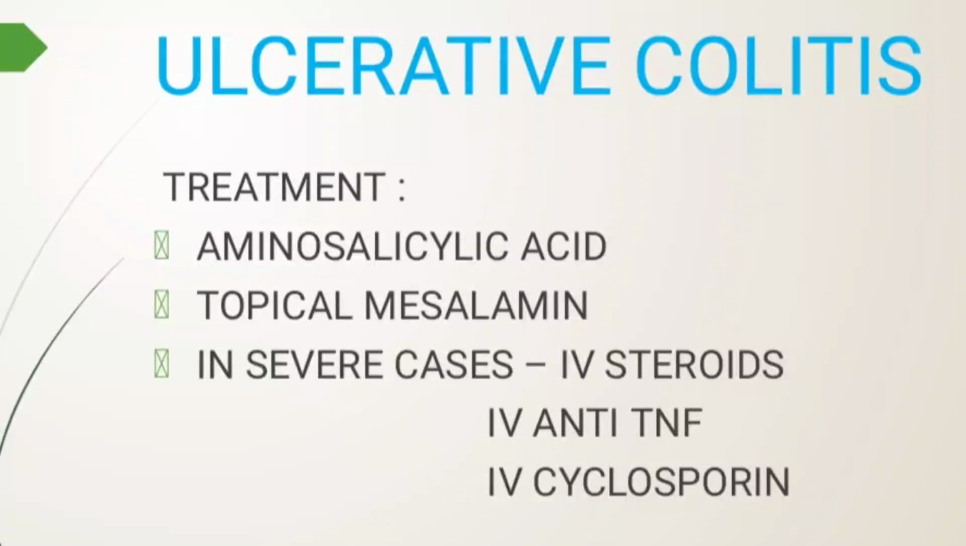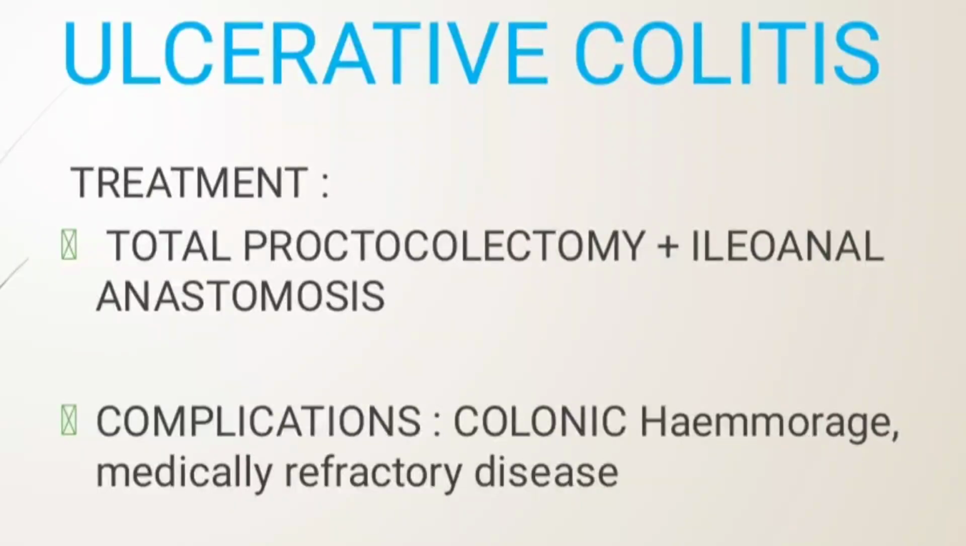Let's discuss the treatment plan available for patients of ulcerative colitis. The treatment is amino-salicylic acid, and topical mesalamine is also used. In severe cases, IV steroids and IV anti-TNF alpha drugs like infliximab and adalimumab are used. IV cyclosporin is also used.